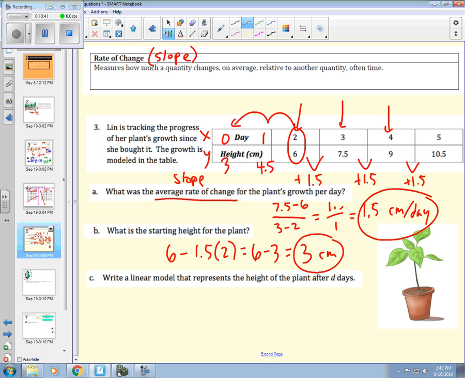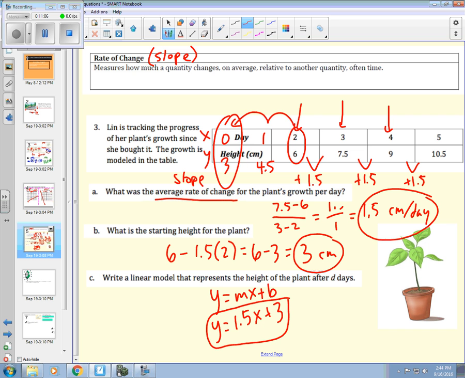Oh, never mind. Part C. Write a linear model that represents the height. Okay, linear model means write an equation in slope-intercept form. We talked about that looks like this. So your slope, we know, is 1.5. That goes in for M. Our B is the starting amount. That's what it was at day 0. That would be 3. That equation then could be used to find the plant after any days.